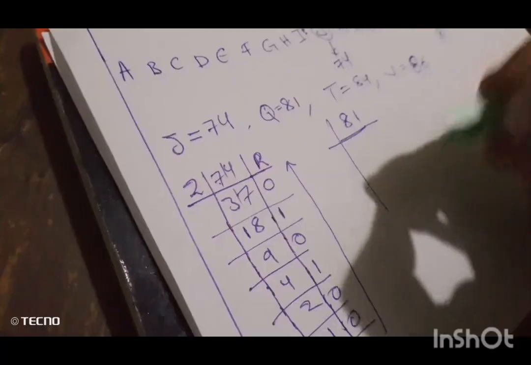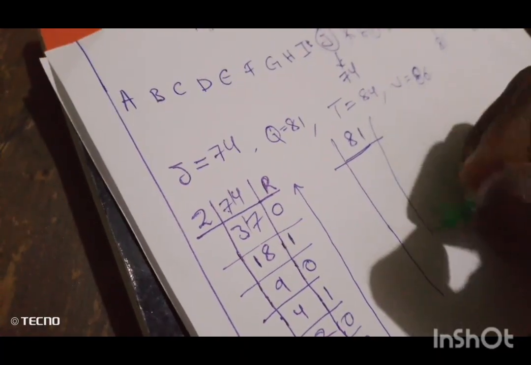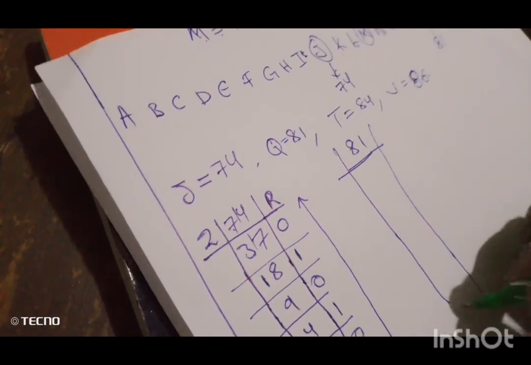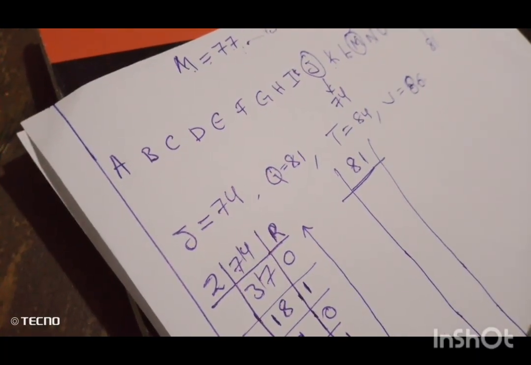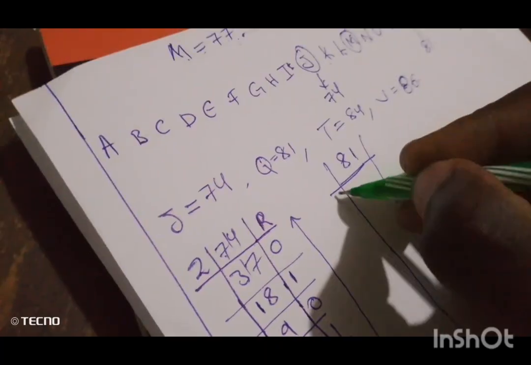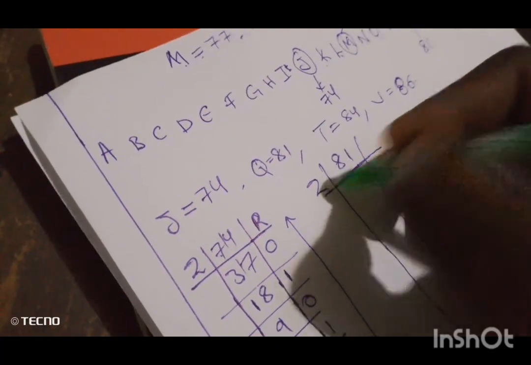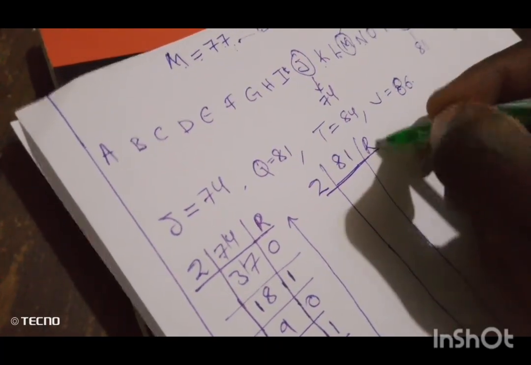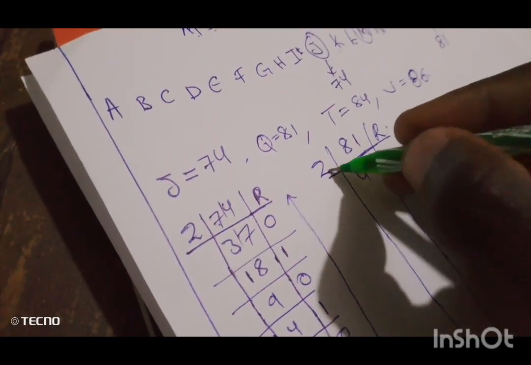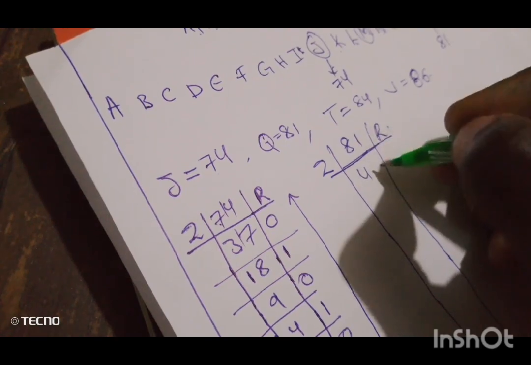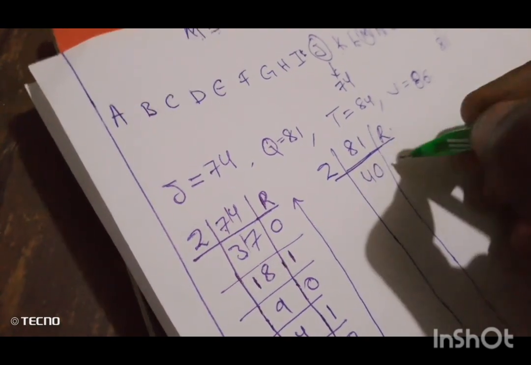Okay, so 81 for Q. I'll just try to minimize the space so that it fits. Okay, so 81 going against 2. So 2 into 8 goes about 4 times, meaning 2 into 1 doesn't go, 0, remainder 1.